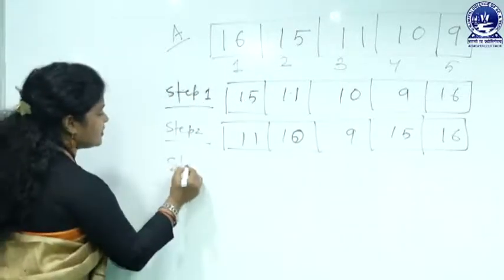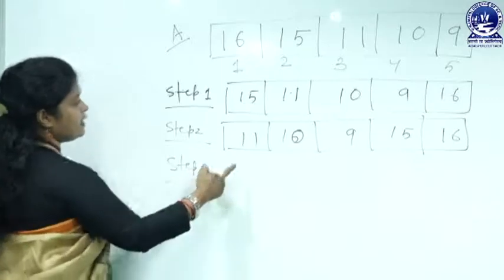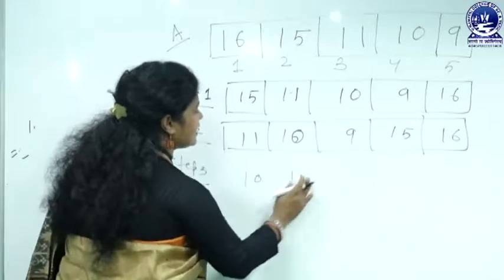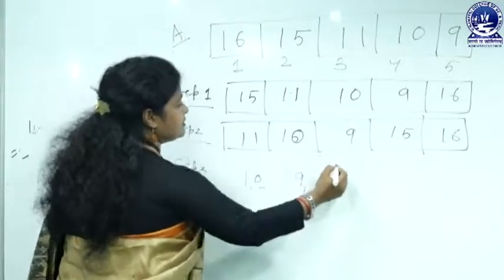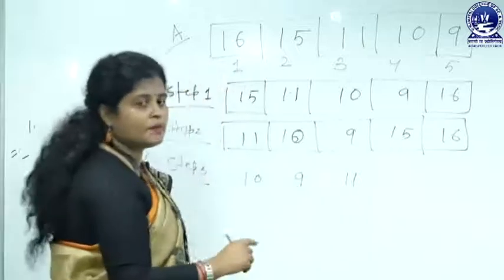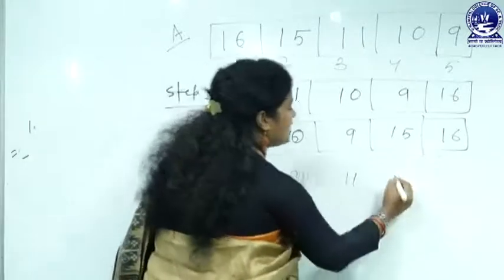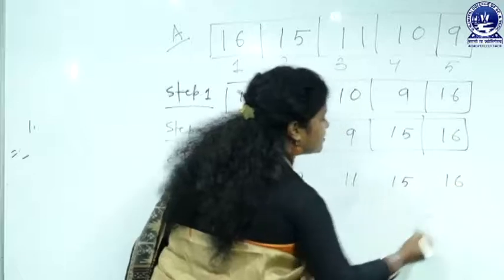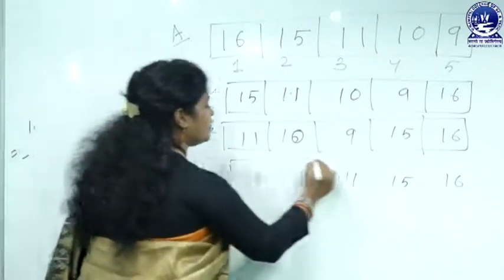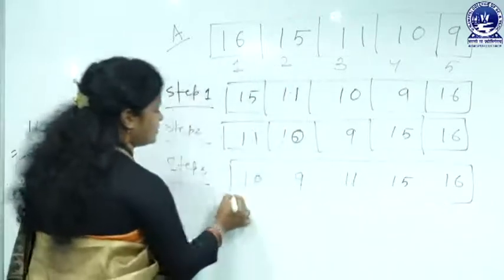Then step 3, 11 with 10, 10 will come here, then 11 with 9, 9 will come here, then 11 with 15, 11 is smaller, so it will be placed at this position and all are in proper position. So, there will be no more swapping, and at step 3, we will get this type of output.